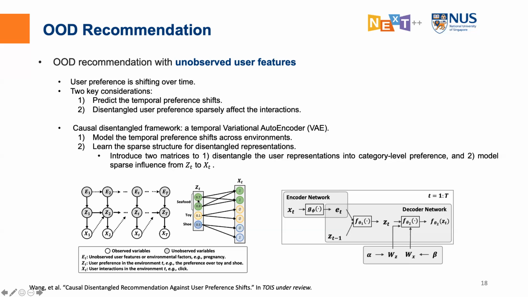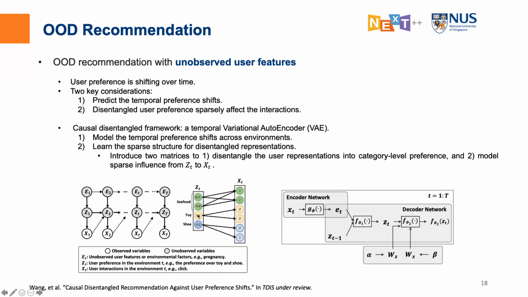It means that the user preference can be categorized into several different category level preferences, and this kind of category level preference will sparsely affect the interaction. Maybe the preference over seafood only affects the interaction with some seafood items. Maybe the preference over toy only affects the interaction with the toy items, right? So this preference will sparsely affect the interactions. And if some of the preference factor changes, it only affects a subset of the interactions, right? So it's called a sparse influence.